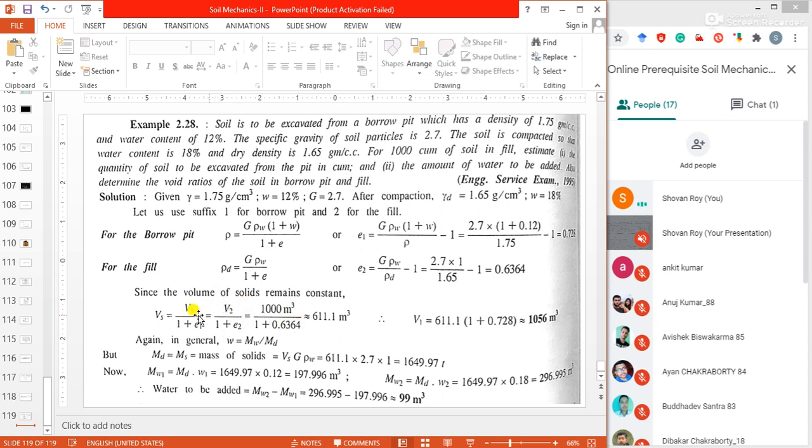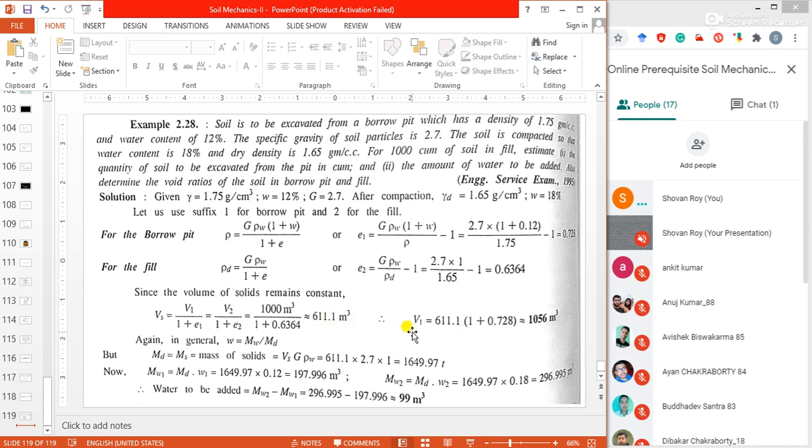What is V1, V2? V1 is this 1000 cubic meter, the filling soil. And e1 plus e2 should be the same, or we are taking this value should be equal to this value, and if we put the value of V2, that is 1000, the value of e2 is 0.6364. Now the Vs would be 611 or 611.1 meter cube.